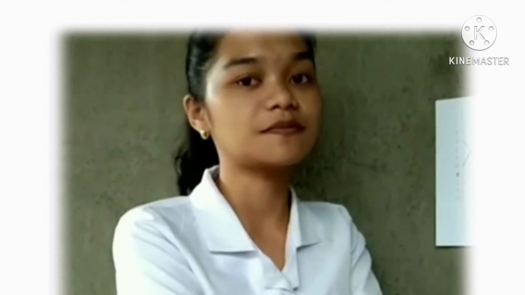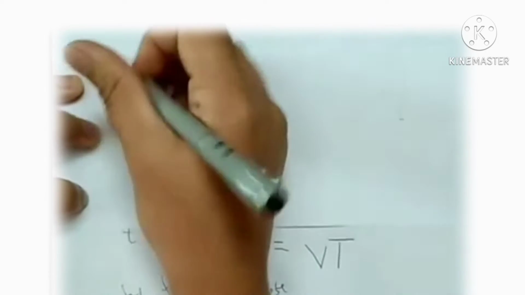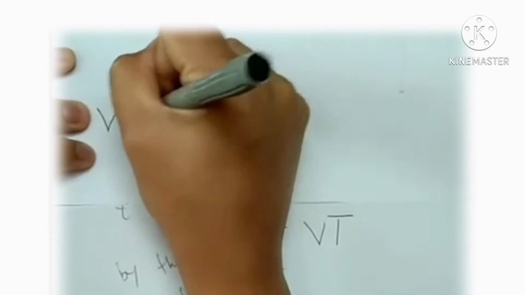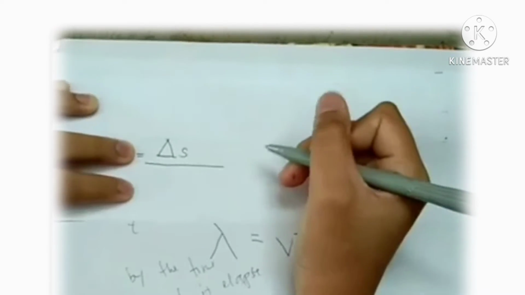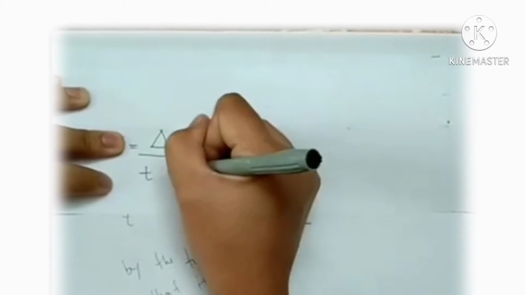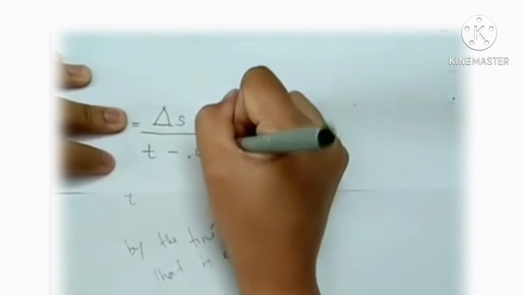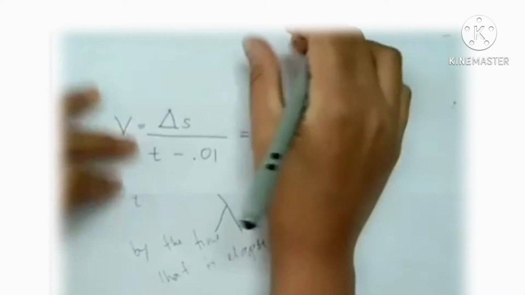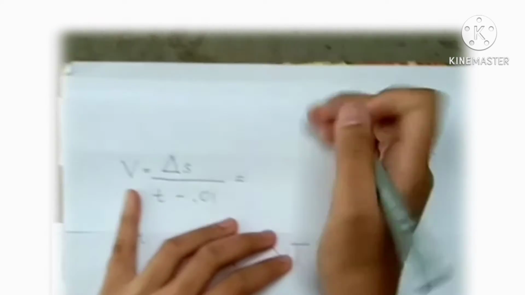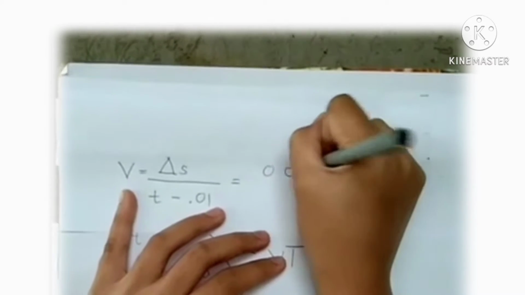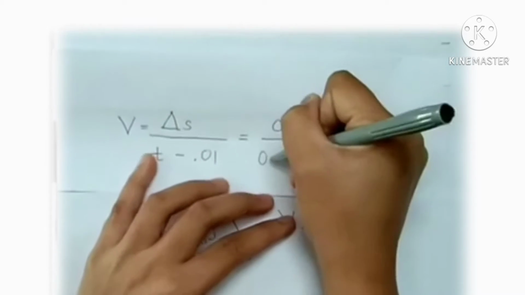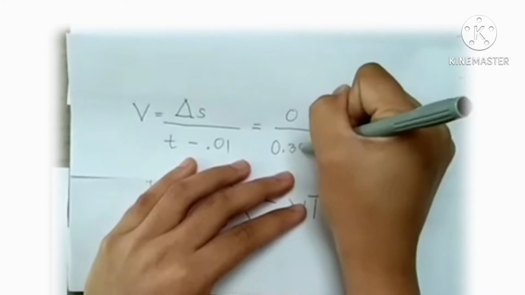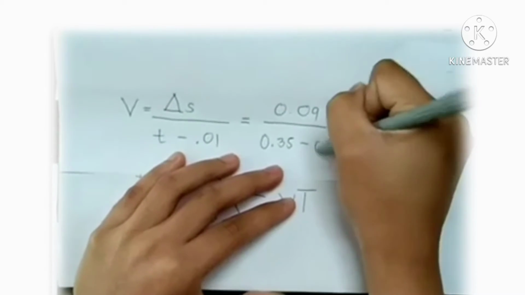So we were asked about the speed of the wave and the wavelength of the wave. The formula for this would be speed is equal to the distance it travels divided by the time that it elapses. The answer would be 0.09 divided by the time that it elapses, which is 0.35 minus 0.01.